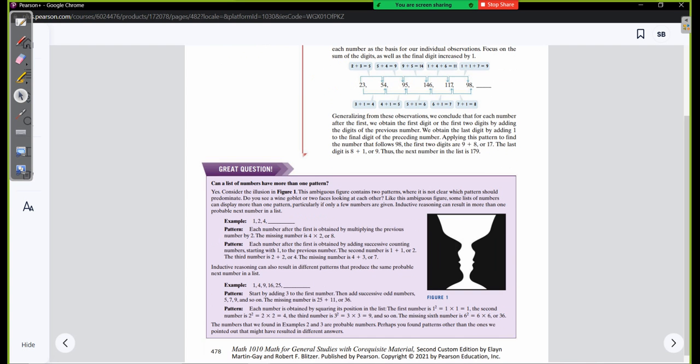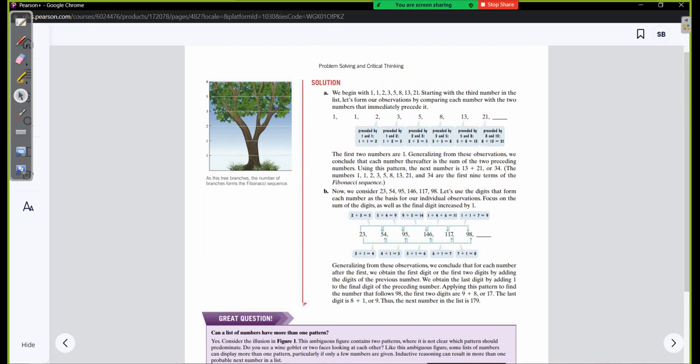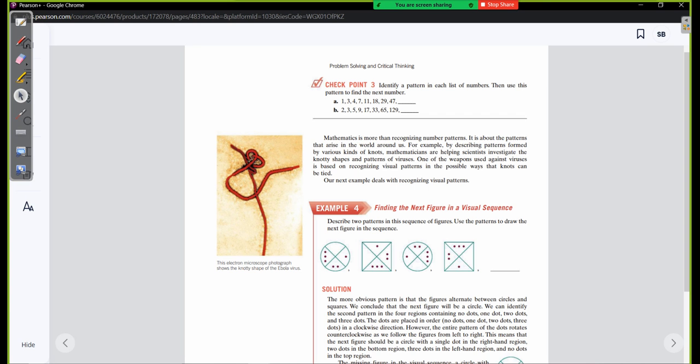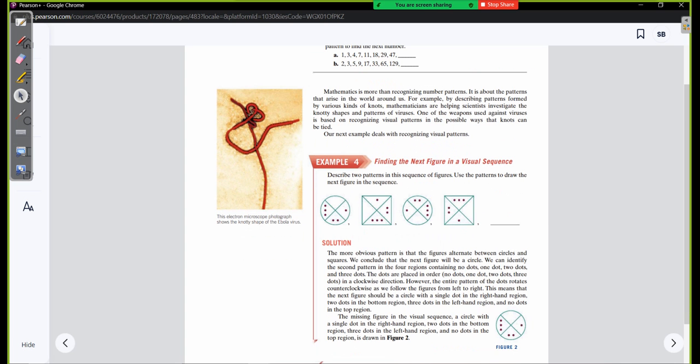179, that's our thing. This great question here says, can a list of numbers have more than one pattern? Corey, check that out. Obviously there would be more than one pattern, but check that out, read that. There's also a thought process of... no, let's save that for later.